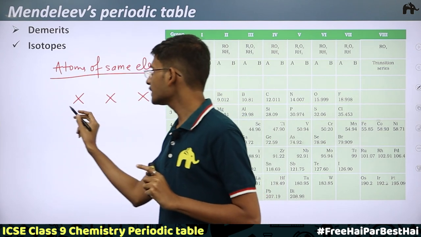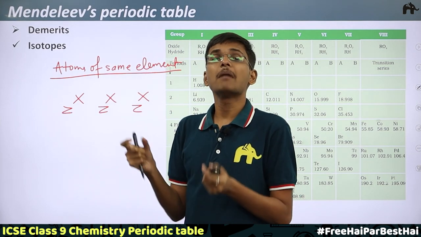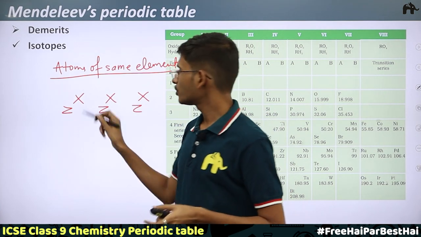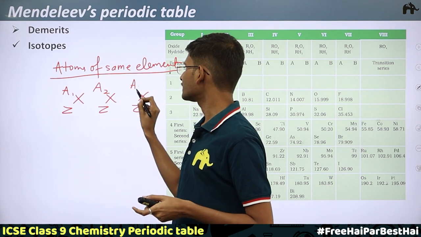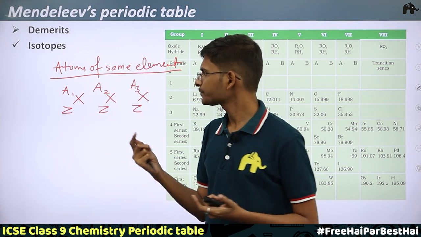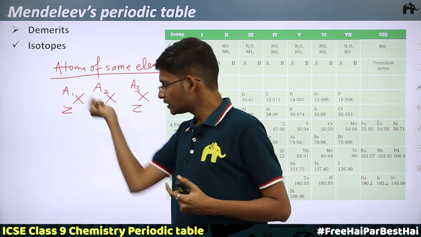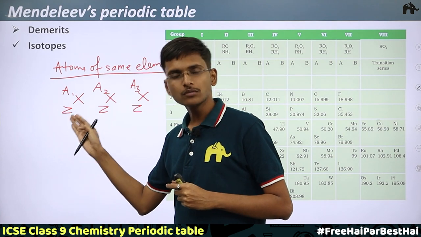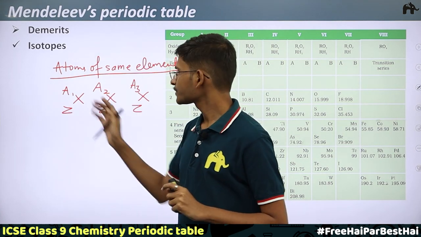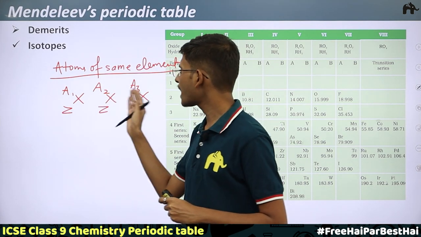Now they have exactly the same atomic numbers, but different mass numbers. Suppose I am giving A1, A2, A3, just for representation purposes. Now we know we write the mass number above, then the symbol, and then below it the atomic number. So these are the atoms of the same element having the same atomic numbers but different mass numbers.